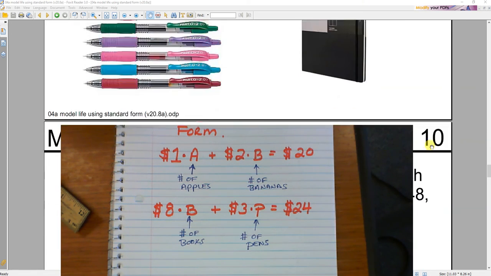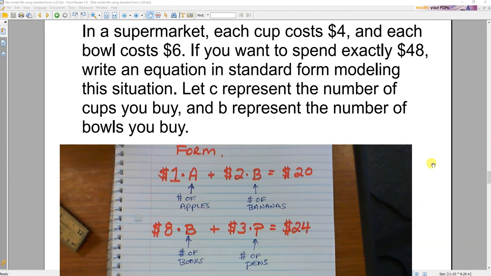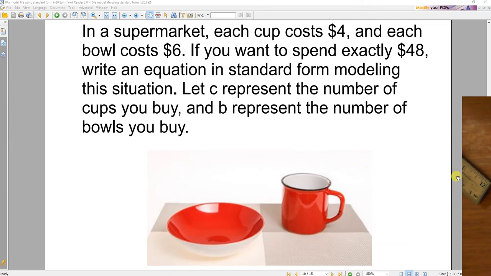Let's model another one. In a supermarket, each cup costs $4 and each bowl costs $6. Let's model this. I think I can do that. You do not have to do this one in your notes. So $4 for cups, $6 for bowls, and I have to spend a total of $48.